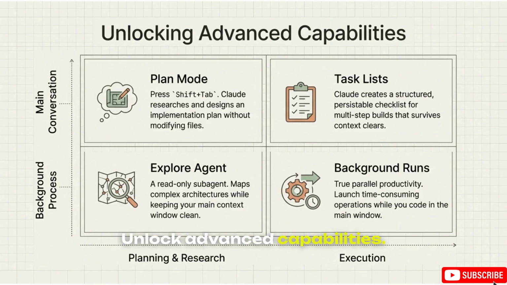Unlock advanced capabilities. Use plan mode for planning and research without file modification. Task lists provide a structured, persistent checklist for execution. The Explore agent maps architectures in the background, and background runs offer true parallel productivity.